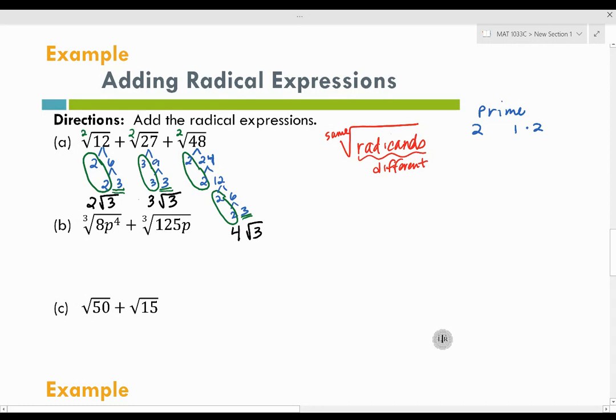Now that we've simplified all of these, we can combine them. Their indexes are the same now, and their radicands are the same. So we're going to combine their coefficients. 2 plus 3 is 5, and 5 plus 4 is 9.